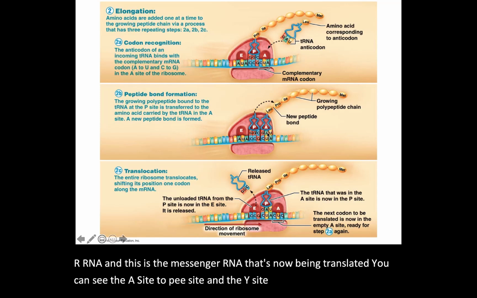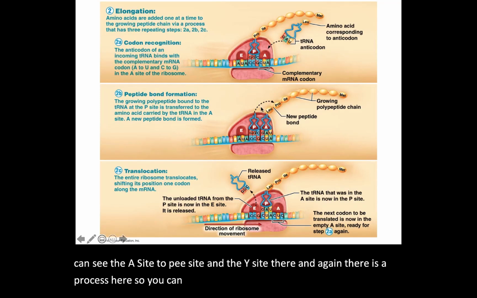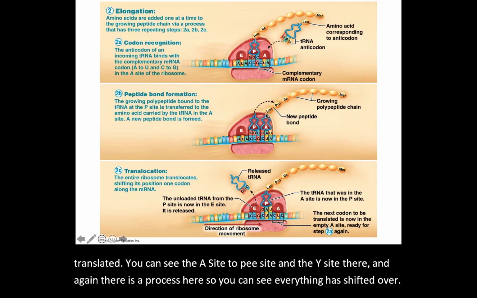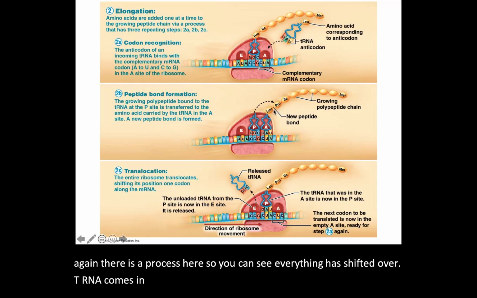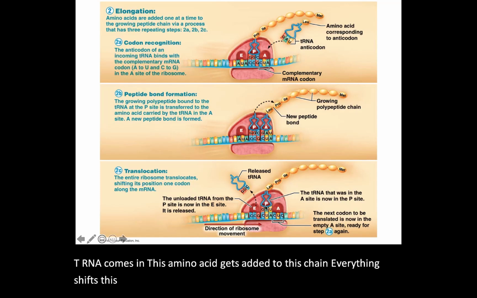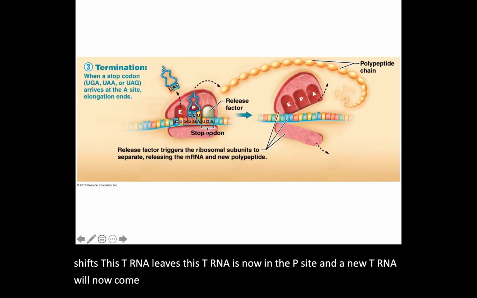And again, there is a process here. Right? So you can see everything has shifted over. tRNA comes in. This amino acid gets added to this chain. Everything shifts. This tRNA leaves. This tRNA is now in the P site, and a new tRNA will now come into the A site.